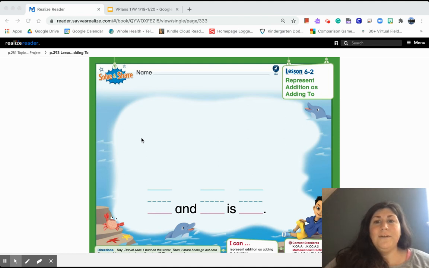Hello, my kindergarten friends. So today we're going to work on this activity that you see right here. So we're going to start with this solve and share, and we're going to talk a little bit about math. We're learning a new concept today.